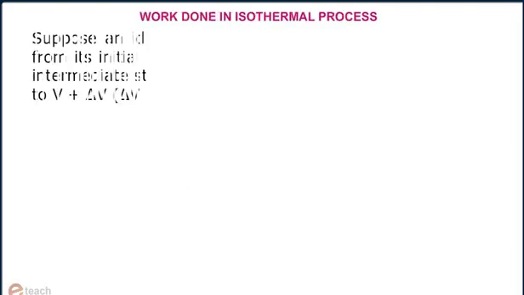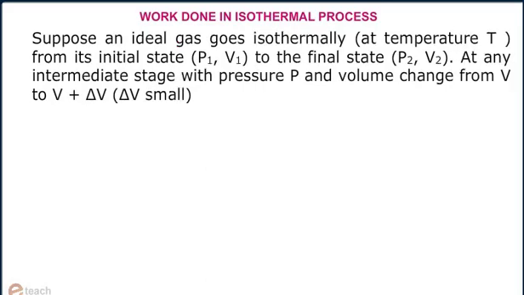Work done in isothermal process. Suppose an ideal gas goes isothermally at temperature T from its initial state P1 V1 to the final state P2 V2. At any intermediate stage with pressure P, the volume changes from V to V plus delta V, small. Delta W equals P delta V.